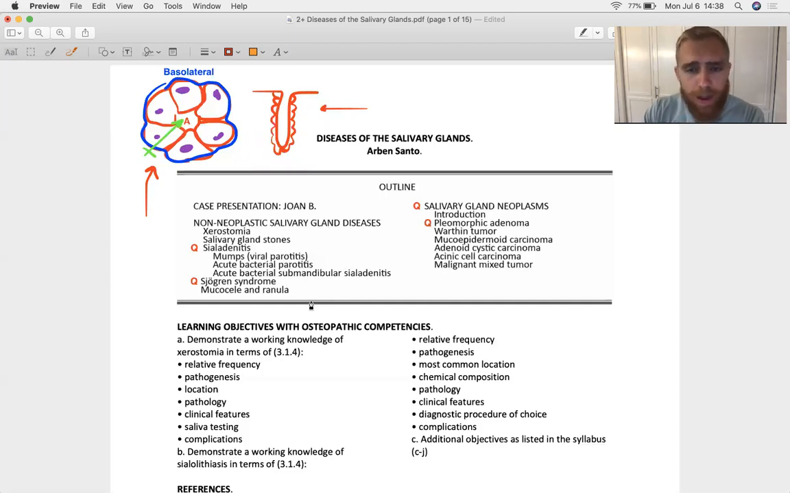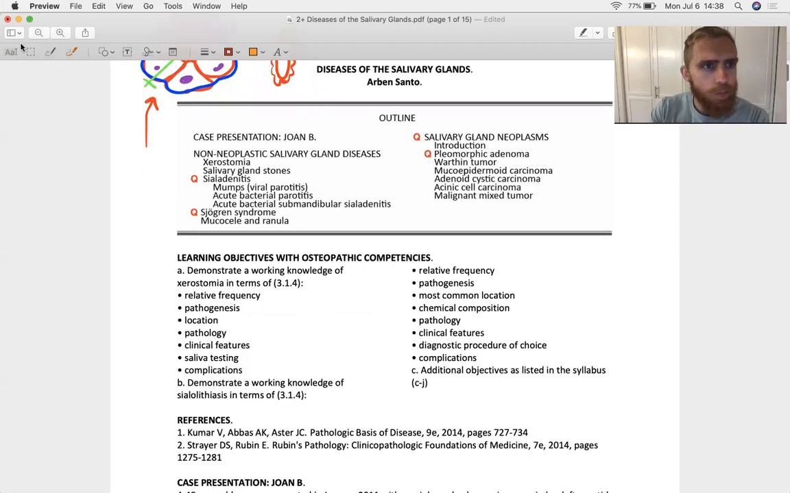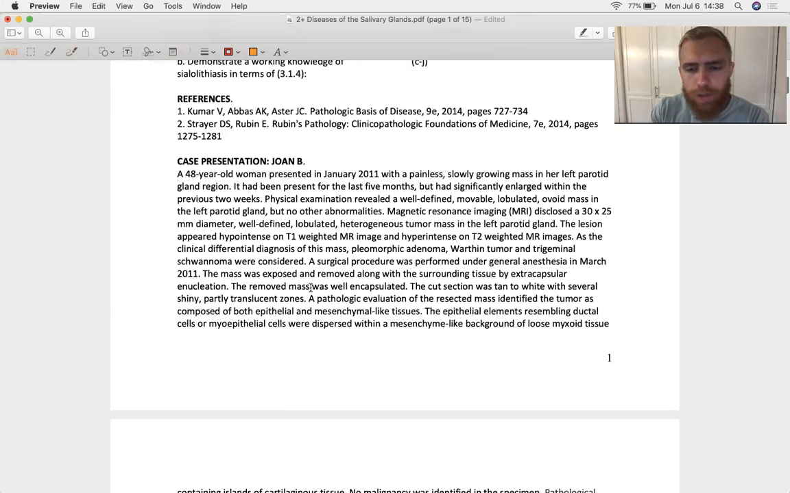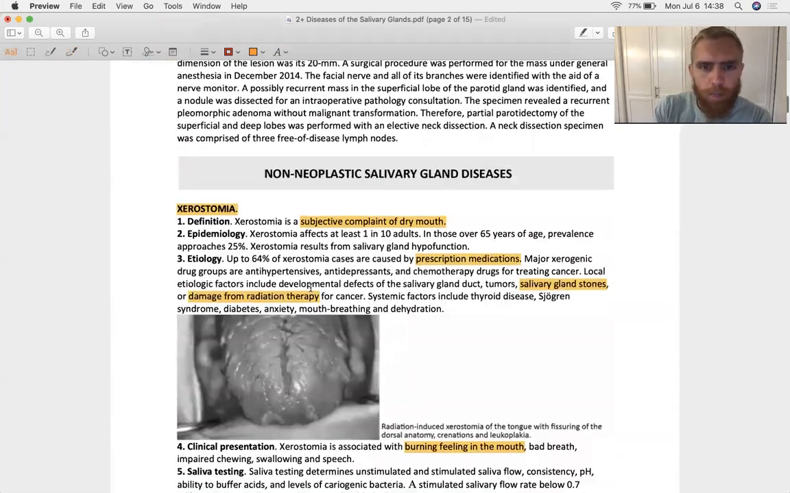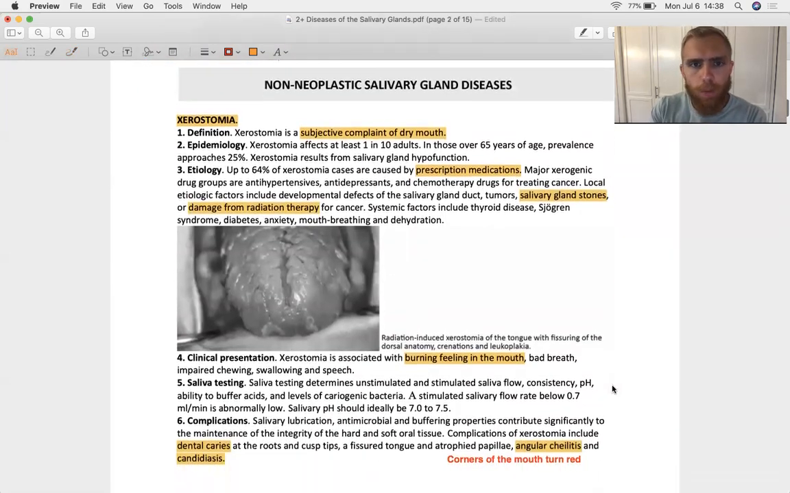This SDL is actually particularly heavy on the neoplasms. So without further ado, let's get right into it, and then we'll come back and review at the end what we need to know.